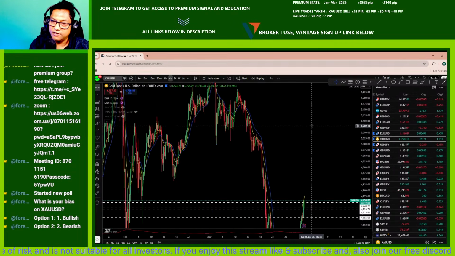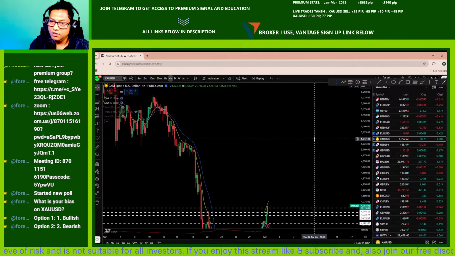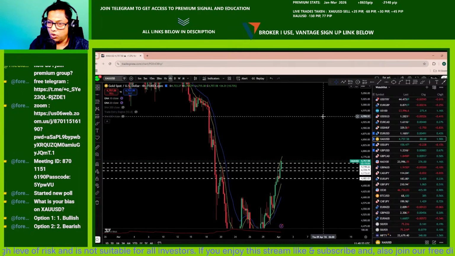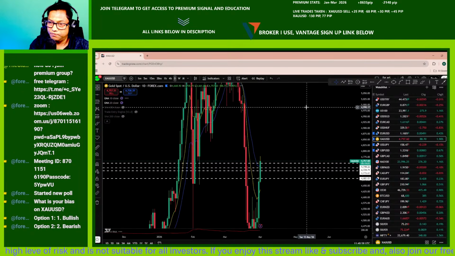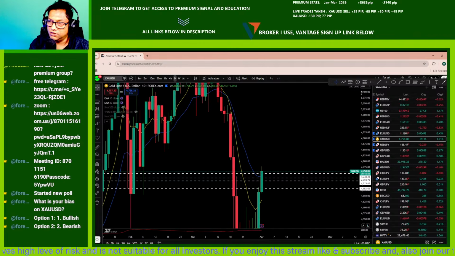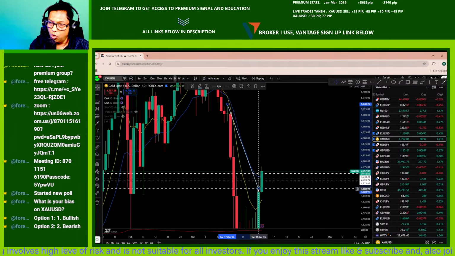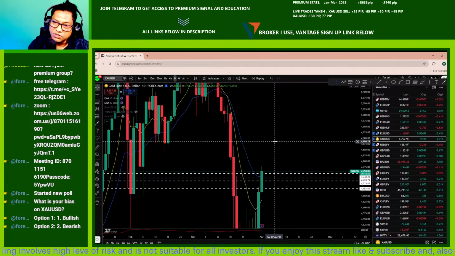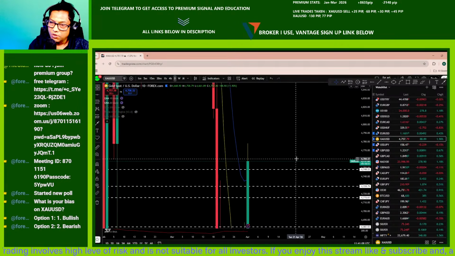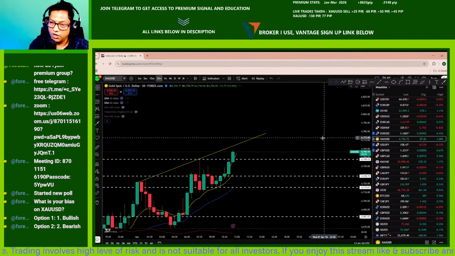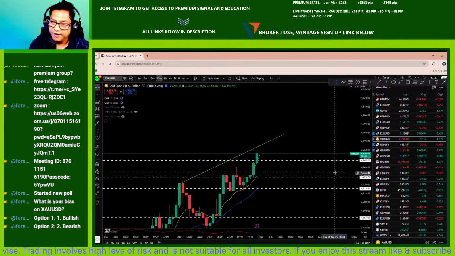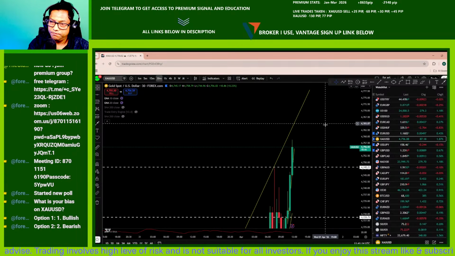And looking at the past area here, there's quite a bit of imbalance in that zone. If you look at the daily, this is a complete imbalance from this high to this low, and because it's an imbalance, here is where I'm looking for another buy in that market.